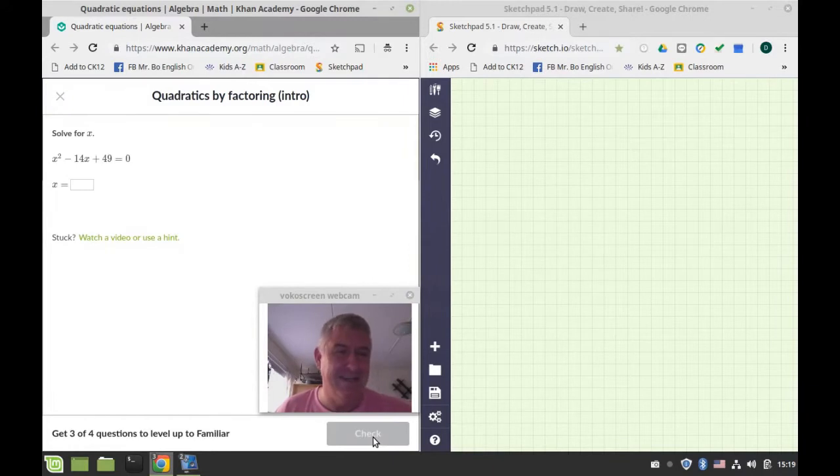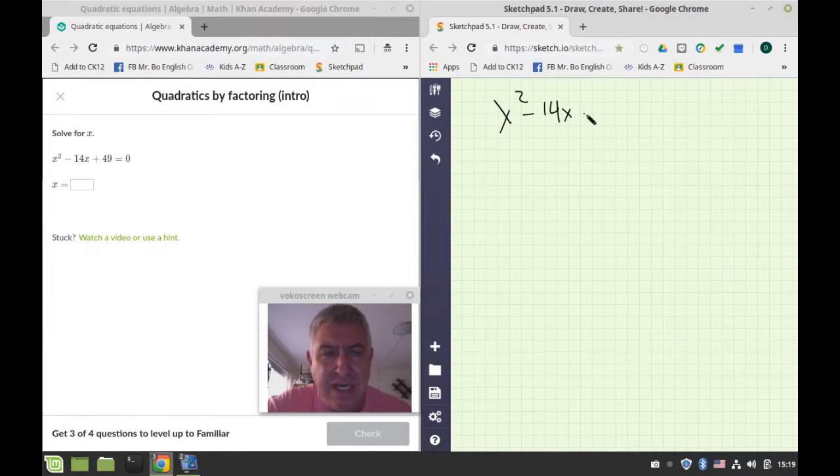Let's get started. Okay, so solve for x. I'm going to use my scratch pad over here. x squared minus 14x plus 49. So you'll remember from factoring, I want factors of 49 that add up to negative 14.